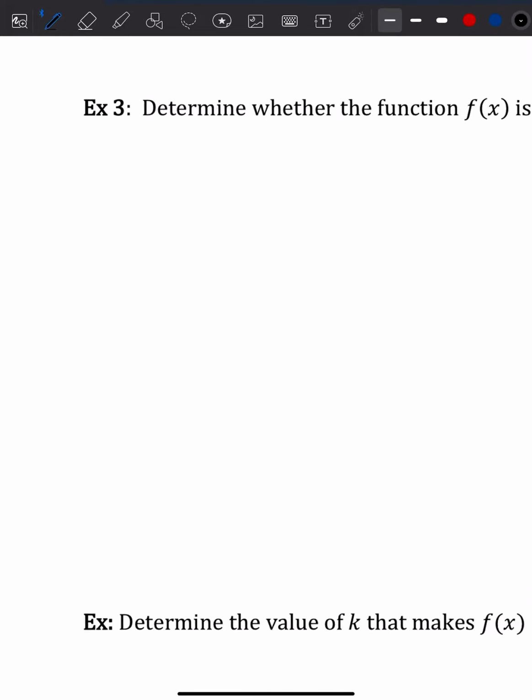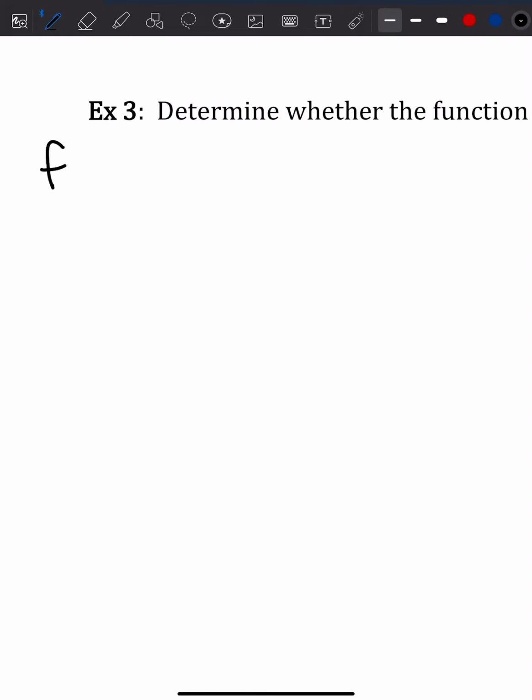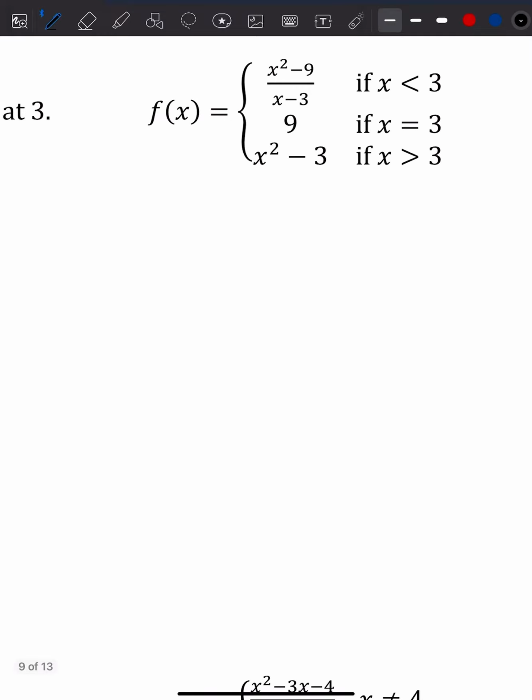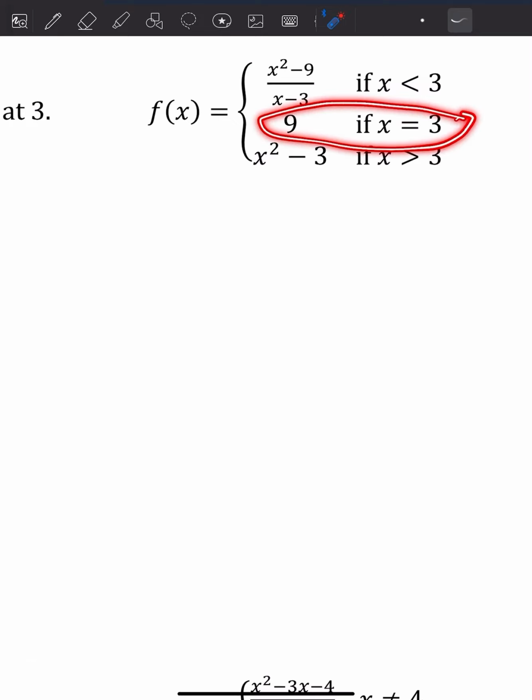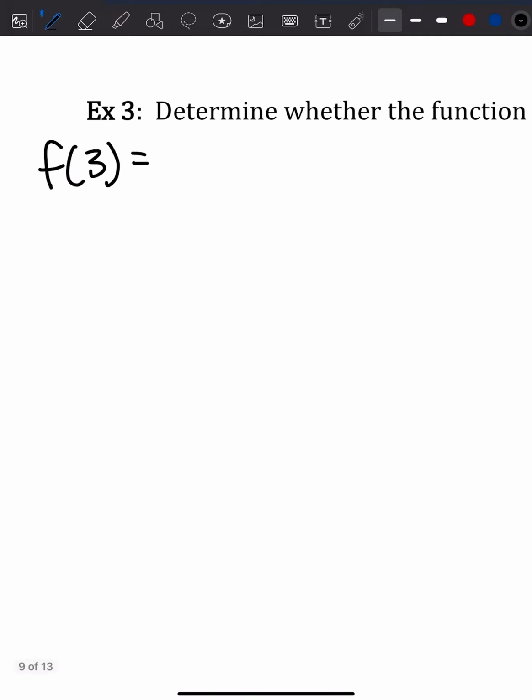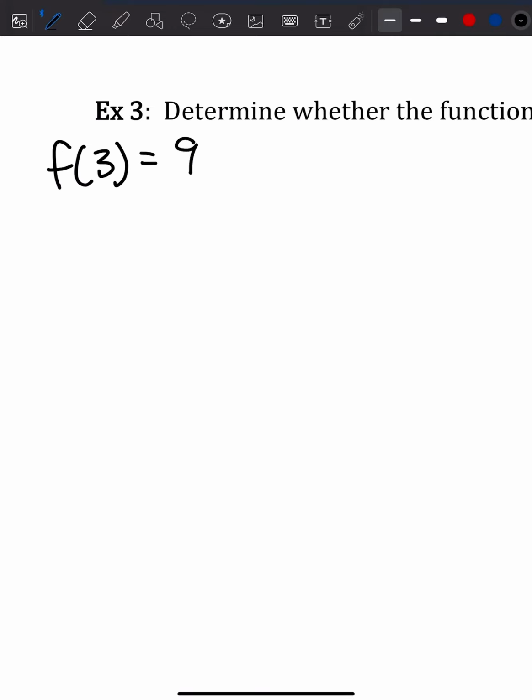So the first thing we are going to start with is just f of 3. Well, 3 is our x value. So if we look at our function, when x is 3, we are going to be using that y value of 9. The really nice thing is that's super easy for us. So f of 3 equals 9.